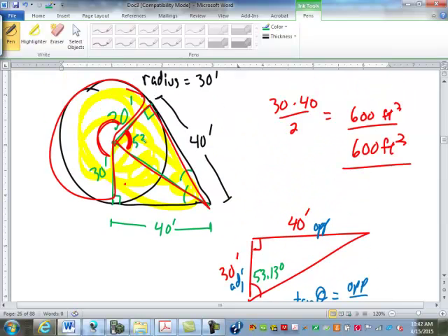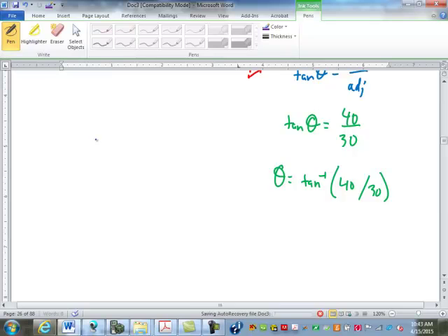So 53.13 degrees here, 53.13 degrees here, which makes this angle out here 253.74 degrees. Does that look right? Yep.